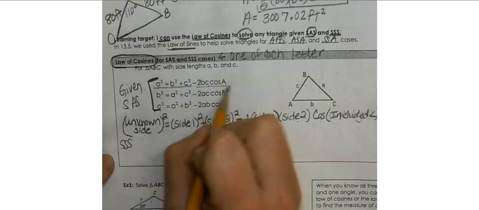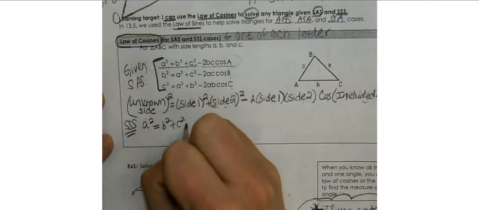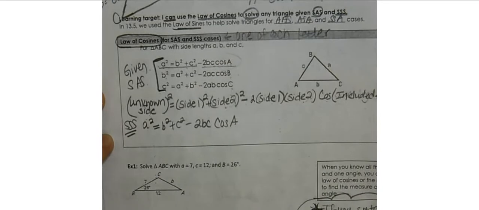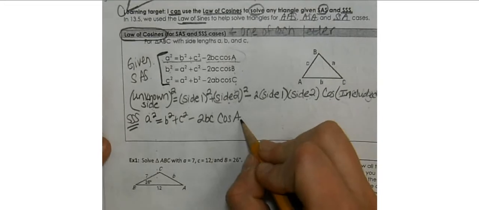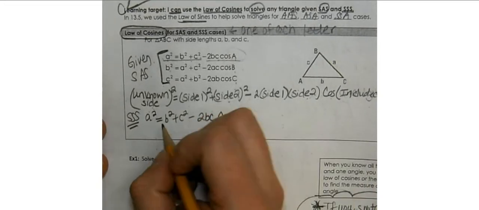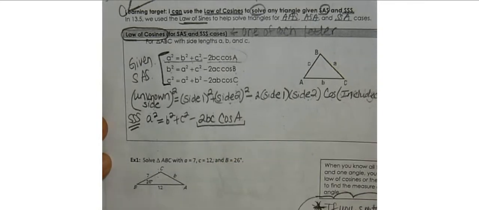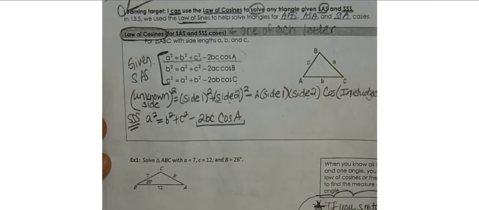I'm going to work with the first formula. That is going to be a squared is equal to b squared plus c squared minus 2bc times the cosine of angle A. And what I'm going to do is solve for angle A, because in side, side, side, I don't know any of my angles, and I need to find them. So let's say I want to find angle A. The first thing I'm going to do is get this term alone, the minus 2bc times the cosine of angle A, alone.